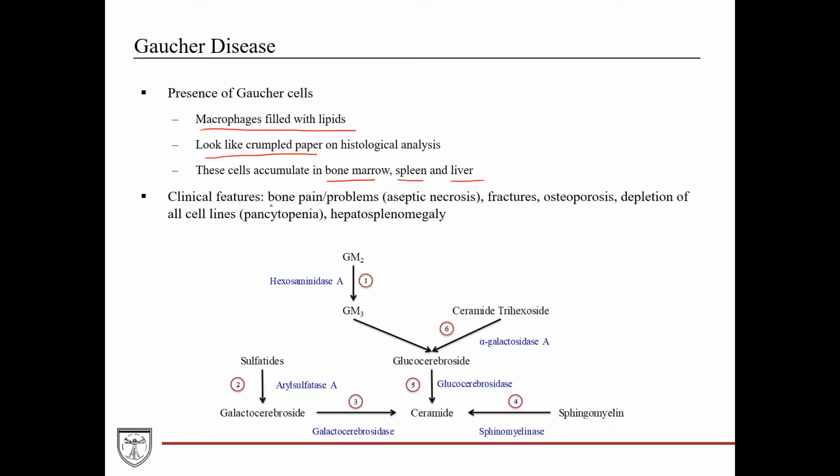So these patients very often develop bone pain, bone malformations, aseptic necrosis. They're prone to fractures, osteoporosis. On x-ray, what you can see is what's called an Erlenmeyer flask sign in the distal femur. So the distal femur normally looks like this.